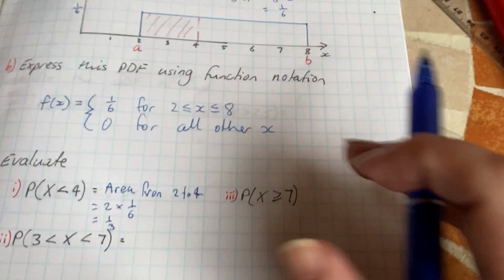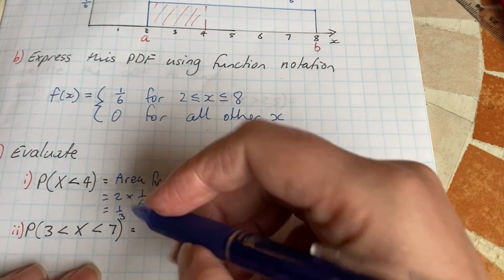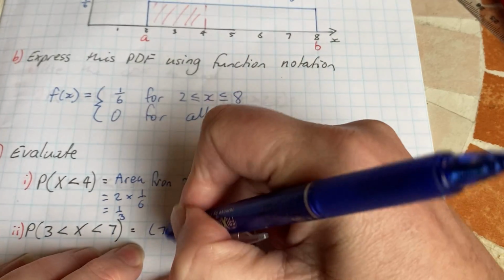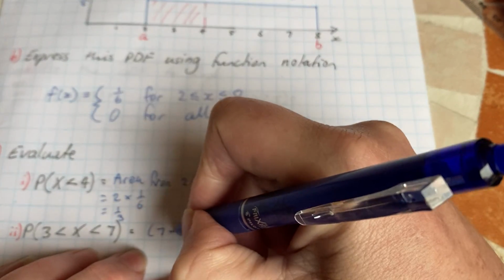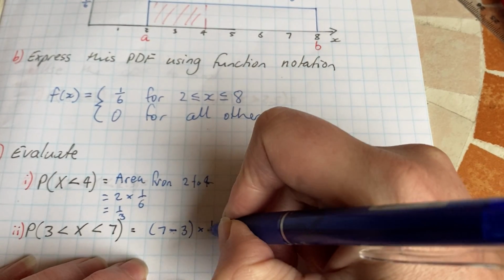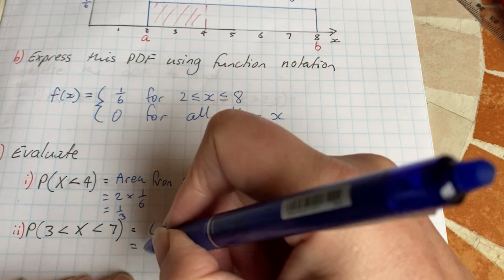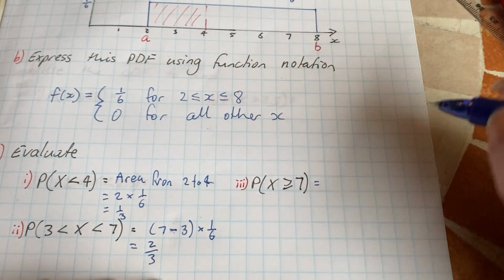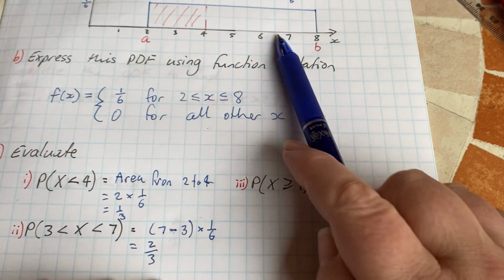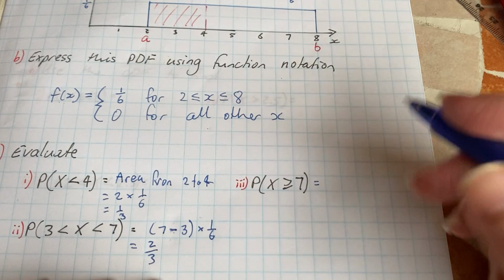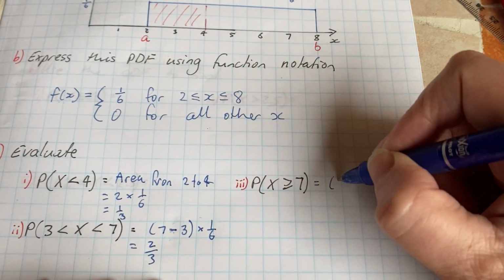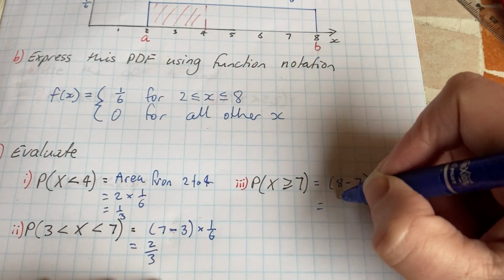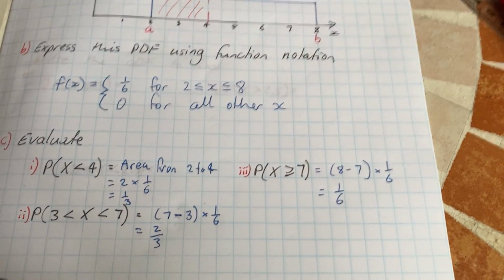The probability it's between 3 and 7 works in exactly the same way. So it's 7 minus 3, sorry, I wrote times, I meant minus. 7 minus 3 gives us the base of the rectangle, times 1/6 for the height of the rectangle. So 4 times a sixth is 2/3. The probability it's greater than 7: you could do 1 minus the area from 2 to 7, or we can just look at this little area here. So 8 minus 7 gives the base of the rectangle times the height of the rectangle. So 1 times a sixth, that probability is 1/6. You can see that's pretty straightforward.